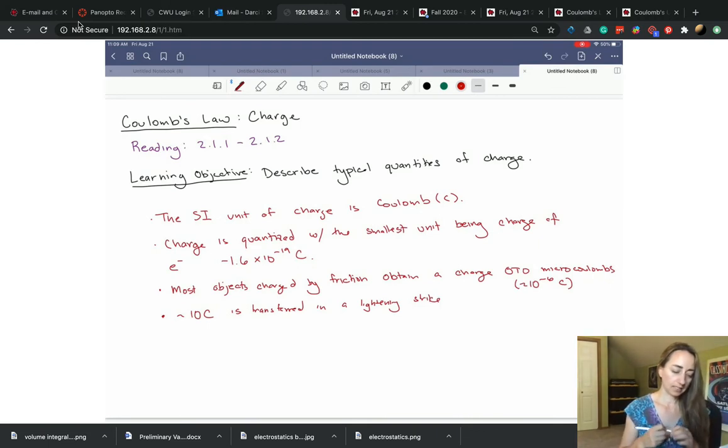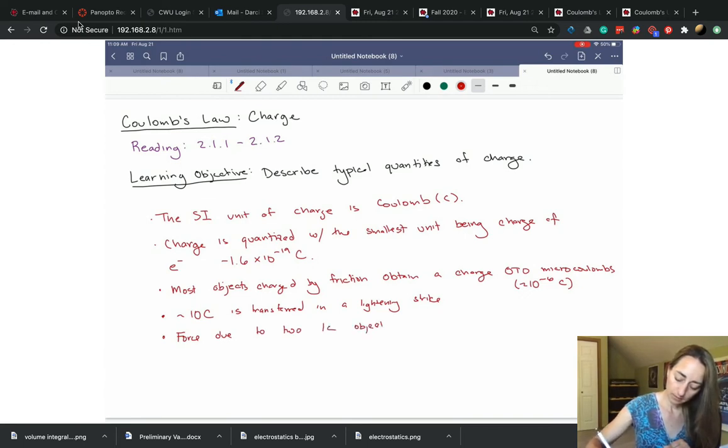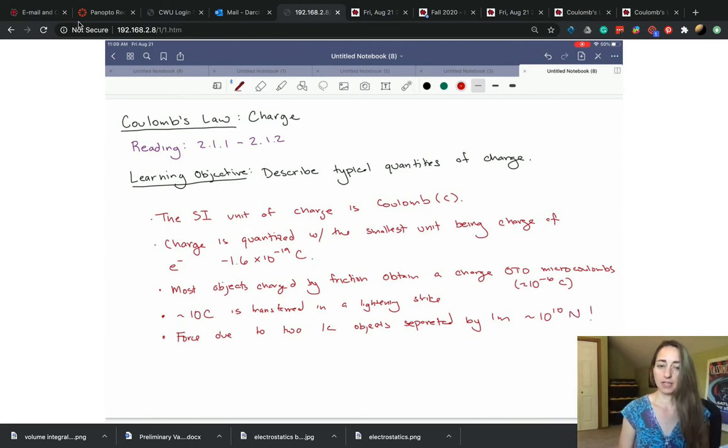And then, again, just to give you an idea about what it means to have a charge of 1 coulomb. 1 coulomb is an incredible amount of charge. So it's kind of fun to look at the force due to two 1 coulomb objects separated by a meter, which would be about 10 to the 10 newtons. Okay, that's a whole lot of force. So that gives you an idea about how powerful the electromagnetic forces can be, but also how big 1 coulomb of charge would be.